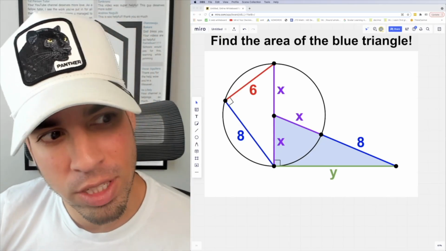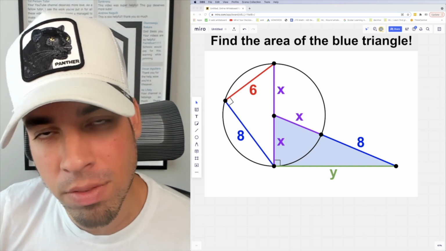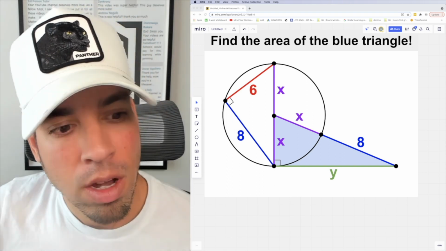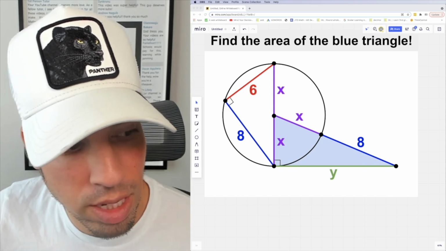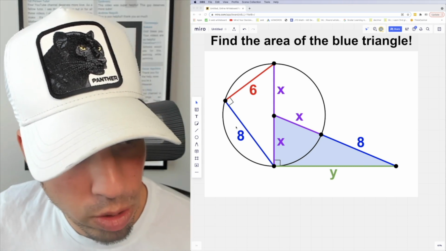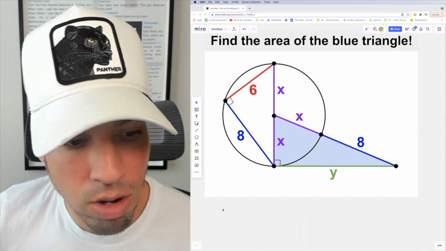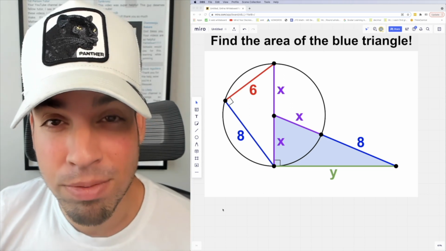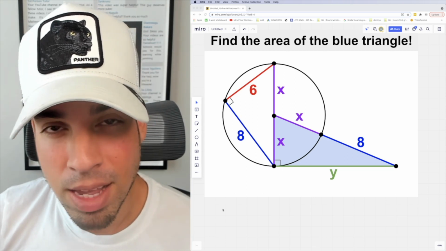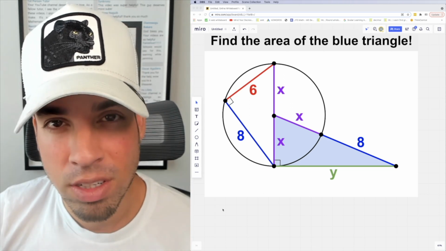In this one, the question is simply to find the area of the blue triangle. So you can see we've got a circle and we've got these two triangles, and they're both right triangles, and that's denoted by those little squares right there and right there, showing that they are indeed right triangles. Go ahead and hit that pause button and see if you can figure it out. When you're ready, hit play, and I'll give you the explanation.